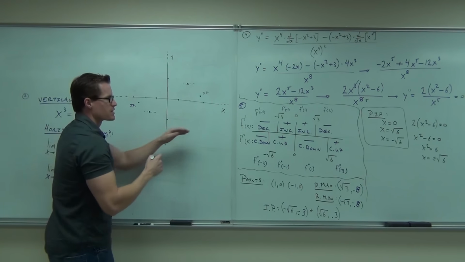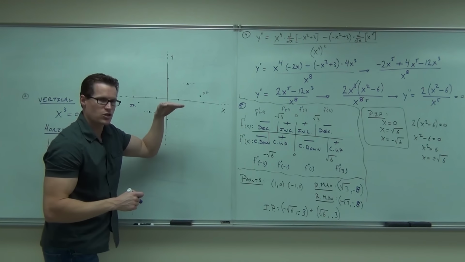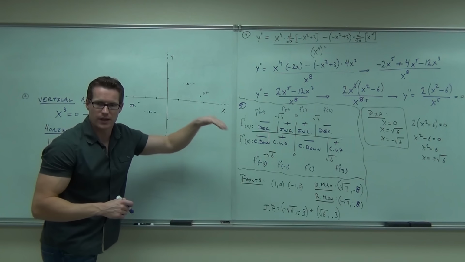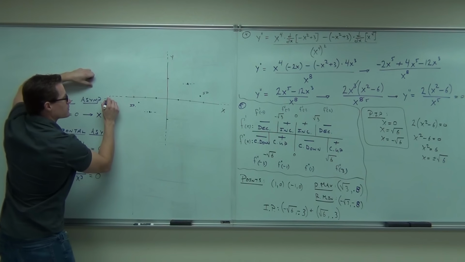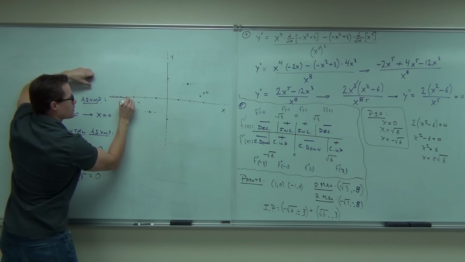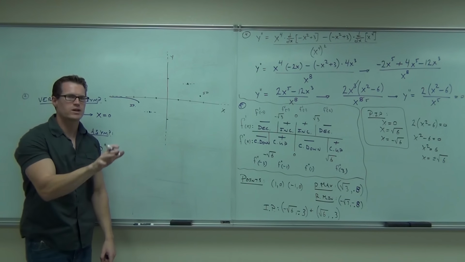Now, here's what it says. It says you're going to be decreasing. Decreasing is like this, and you're going to be concave down. That's this way. Does that make sense? All the way until you get to this point, that -√6. That looks like this. Decreasing, concave down. Do you follow me? That's the only way you can have it.